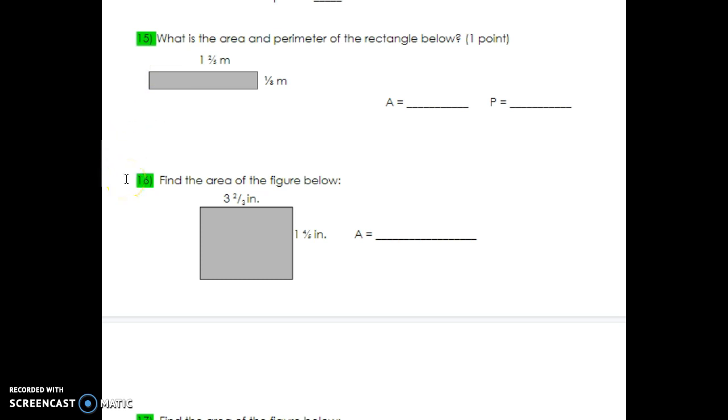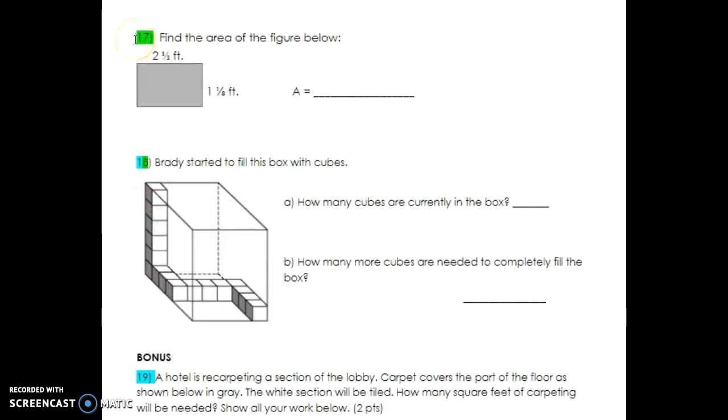Number 16. Find the area of the figure below. Again, remember, you need to start by turning your mixed numbers into improper fractions first. Number 17. Find the area of the figure below. Again, remember to start by turning your mixed numbers into improper fractions first.